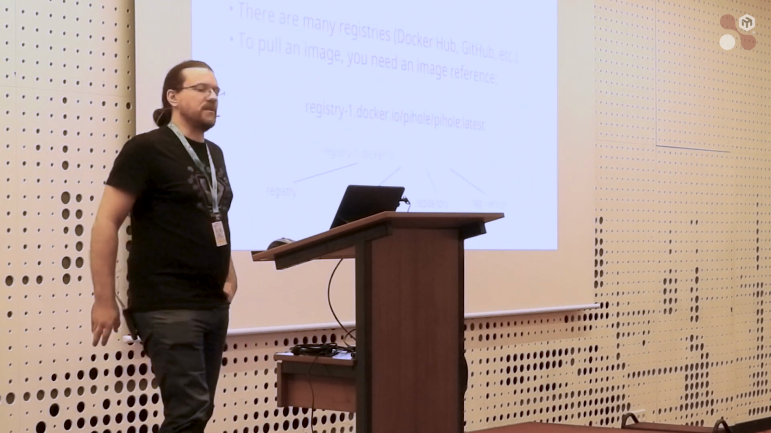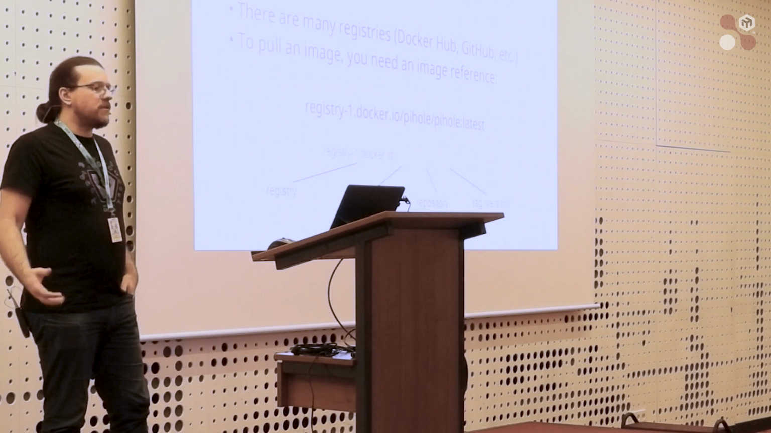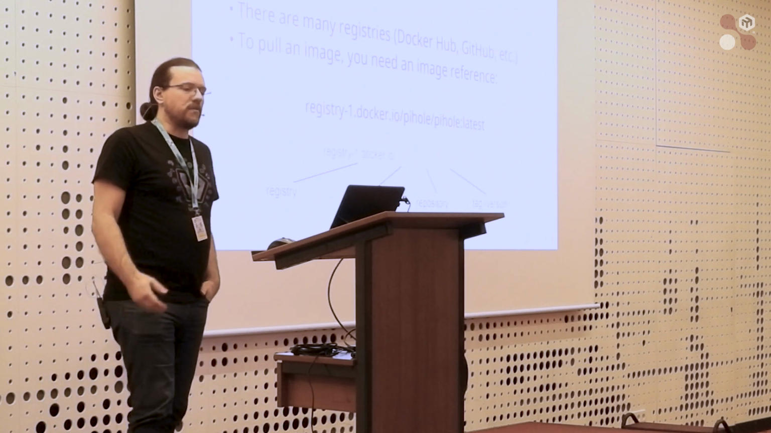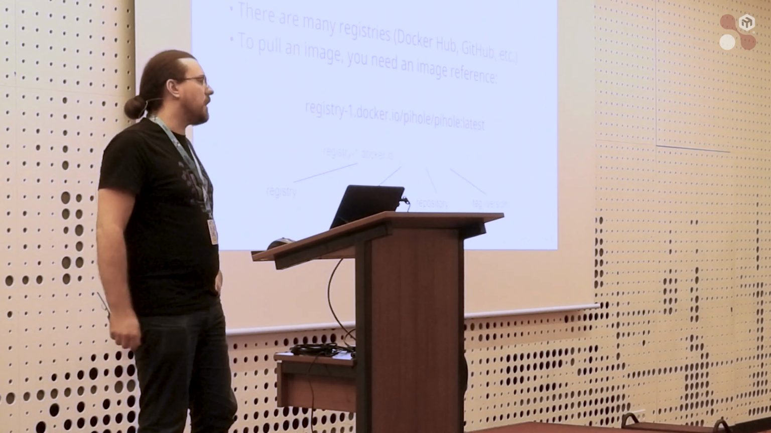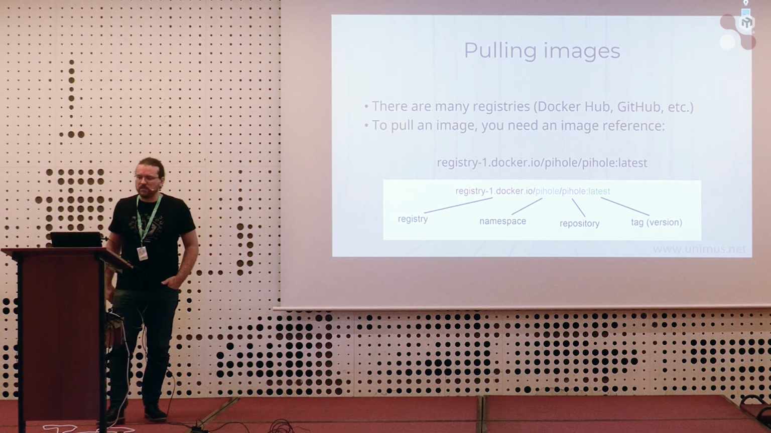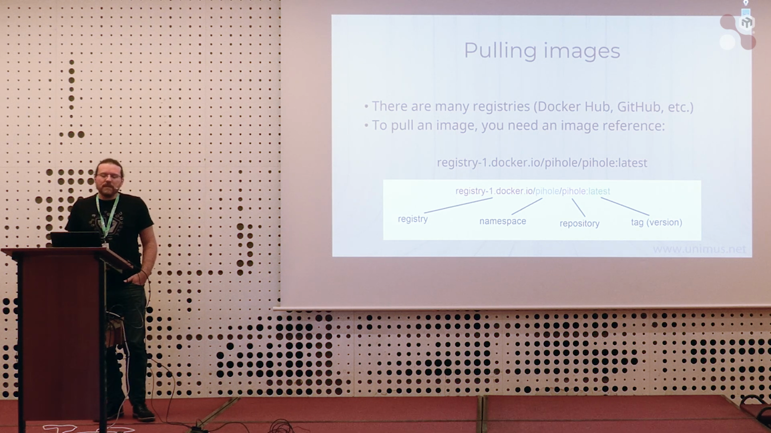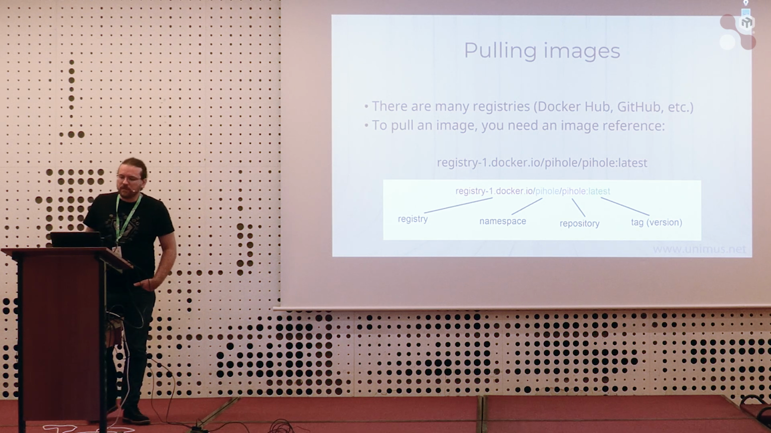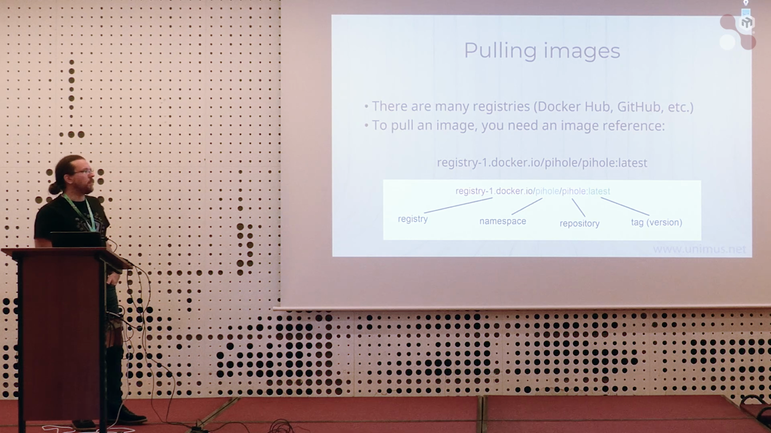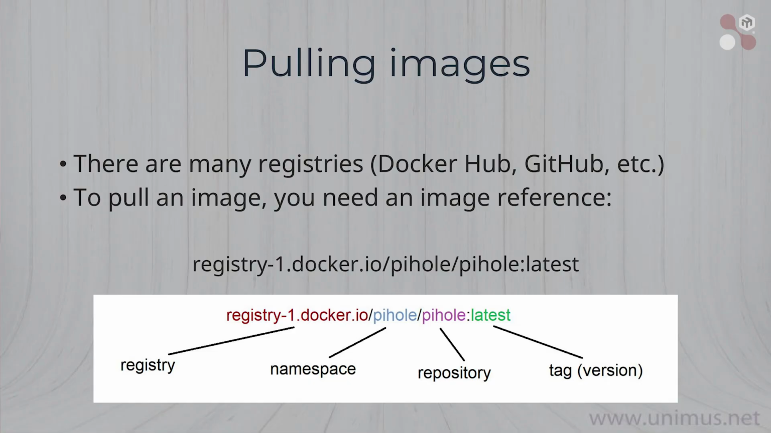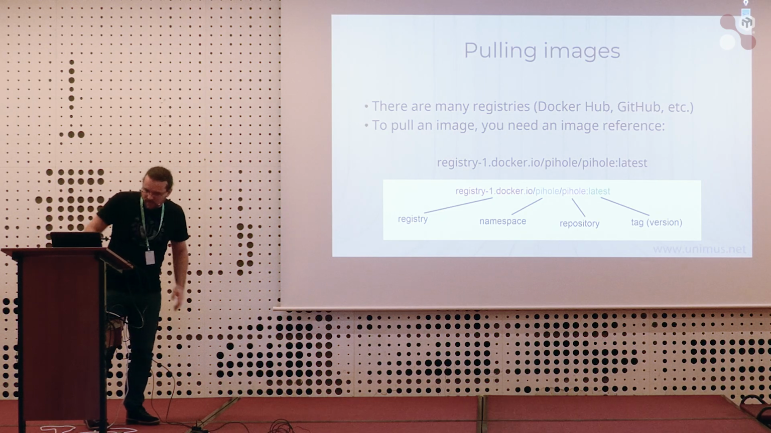All right, so pulling images. There are many registries. We mentioned you need to pull an image from a registry. There's Docker Hub, there's GitHub, there's the Microsoft registry, there are so many of them. To pull an image, you need an image reference. For example, here is an image reference for Pi-hole, an ad blocking DNS server software. We will be deploying one of those in a short while. Here I have a fully qualified image reference, and that image reference is actually built from several parts.